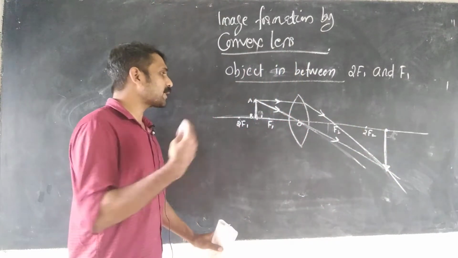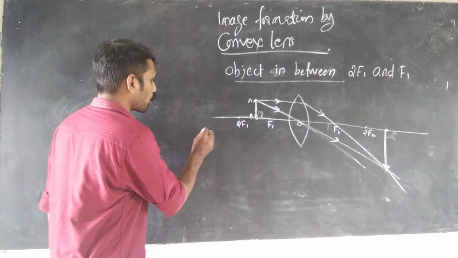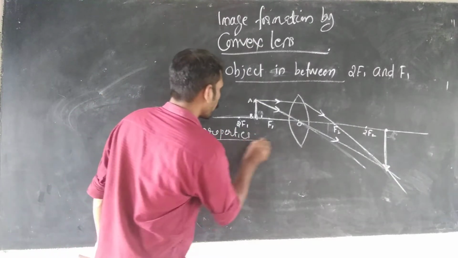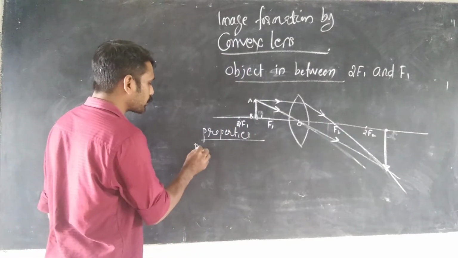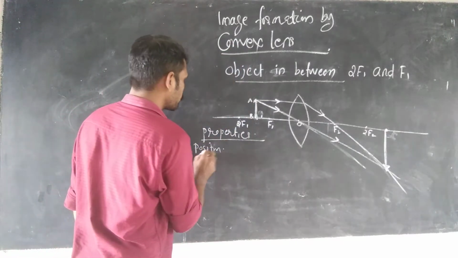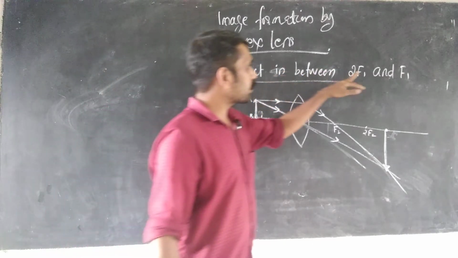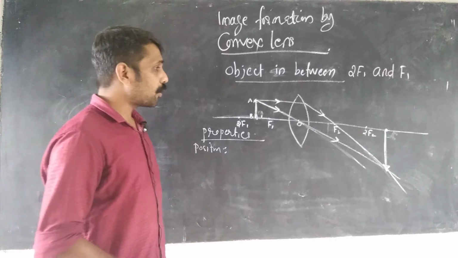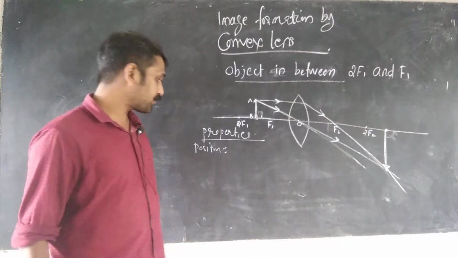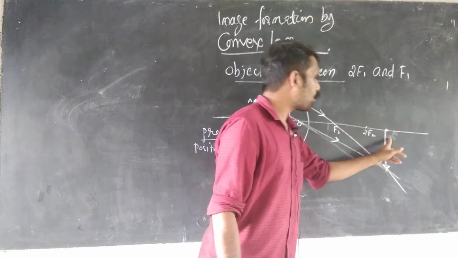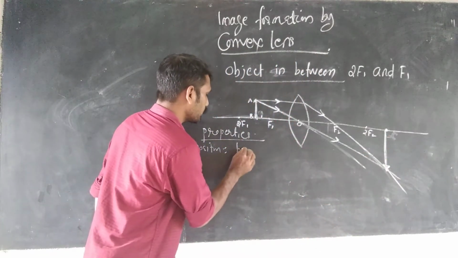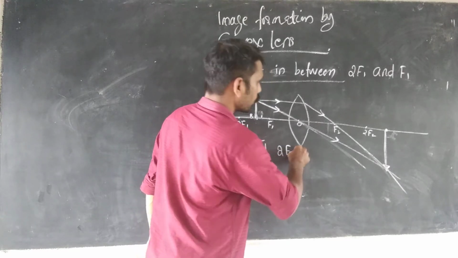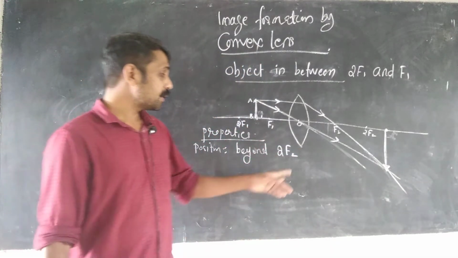Okay, so we can check the properties of the image. First property is position. When the object is placed between 2f1 and f1, where is the image formed? The image is formed beyond 2f2.